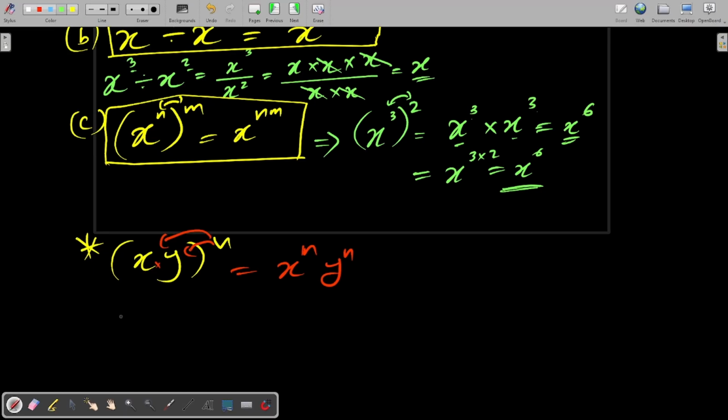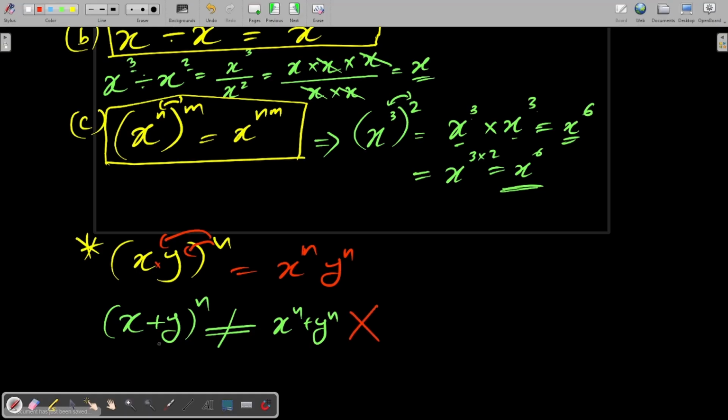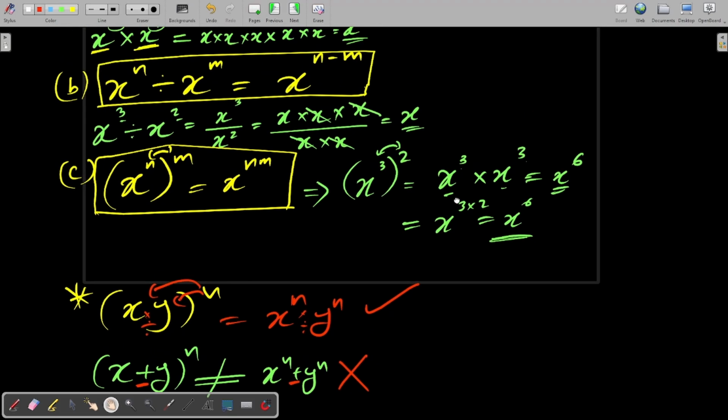I will go with another example. If I write x plus y, all to the power n, this cannot be written as x to the n plus y to the n. This is completely wrong. So don't mix up the two rules. It is the same scenario if instead of plus it is minus, you can't do it. But if it is a multiplication or a division, yes, you can write it either as a multiplication or a division. This is right, this is wrong. Let's move on to work out a few examples with these index rules that we discussed now.